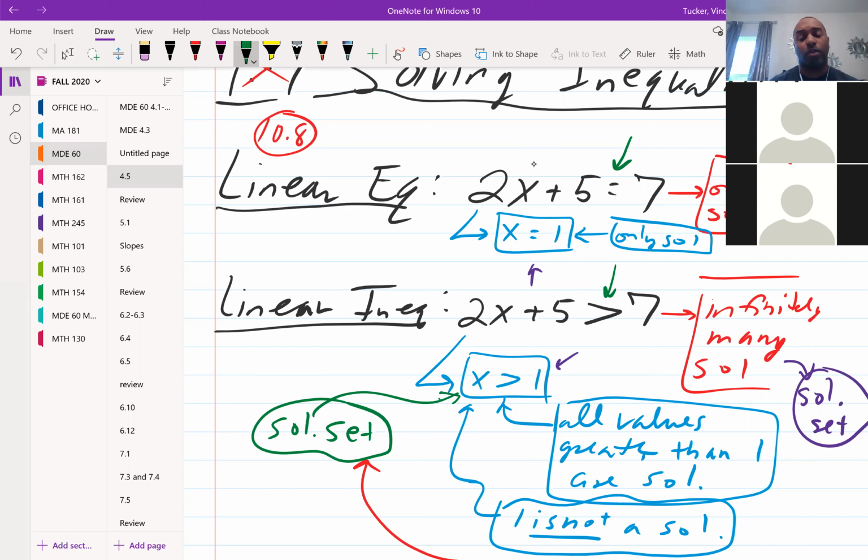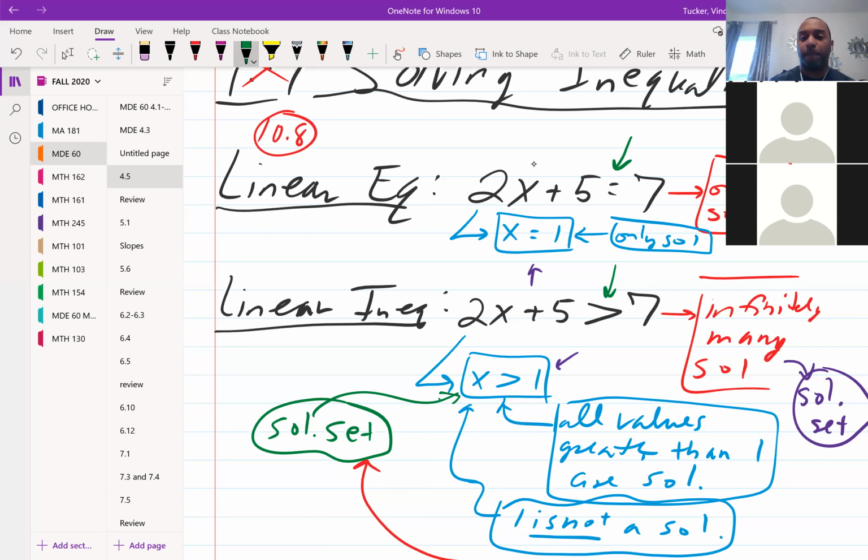That's also called a solution set, not just a solution, a solution set. And you want all the values that are greater than 1. 1 is not a solution of that solution set, because if you were to put 1 in there, that would say 7 is greater than 7, which would not be true. So those are the main differences between your inequality versus your equation. Once again, you will get one solution with an equation. With an inequality, you will get infinitely many solutions.